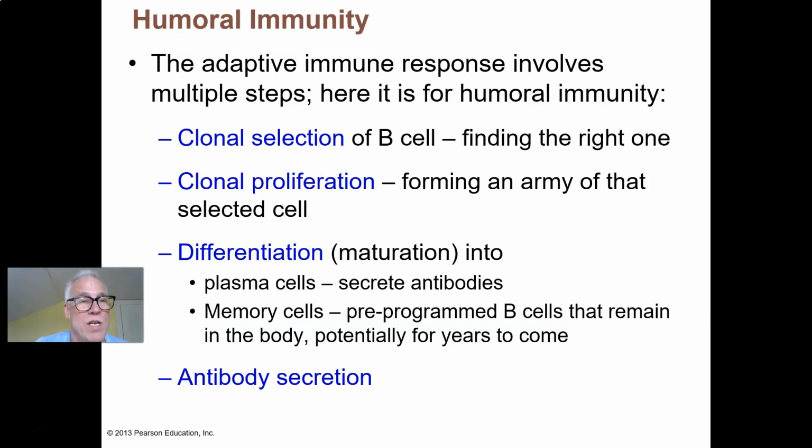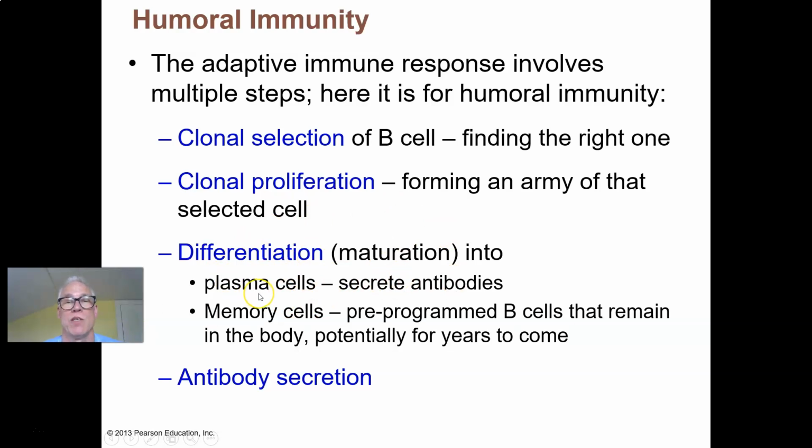We're just going to jump right into talking about humoral immunity, but keep in mind that T lymphocytes are going to follow the same set of processes in order to get to the point where they can do their job and defend us. So, clonal selection: the first thing we need to do is find a B cell that's appropriate for the job that needs to be done. Once we find a good B cell that can react to a particular infection in our body, we're going to cause that cell to multiply or proliferate and form an army of identical cells that can then mature into what are called plasma cells.